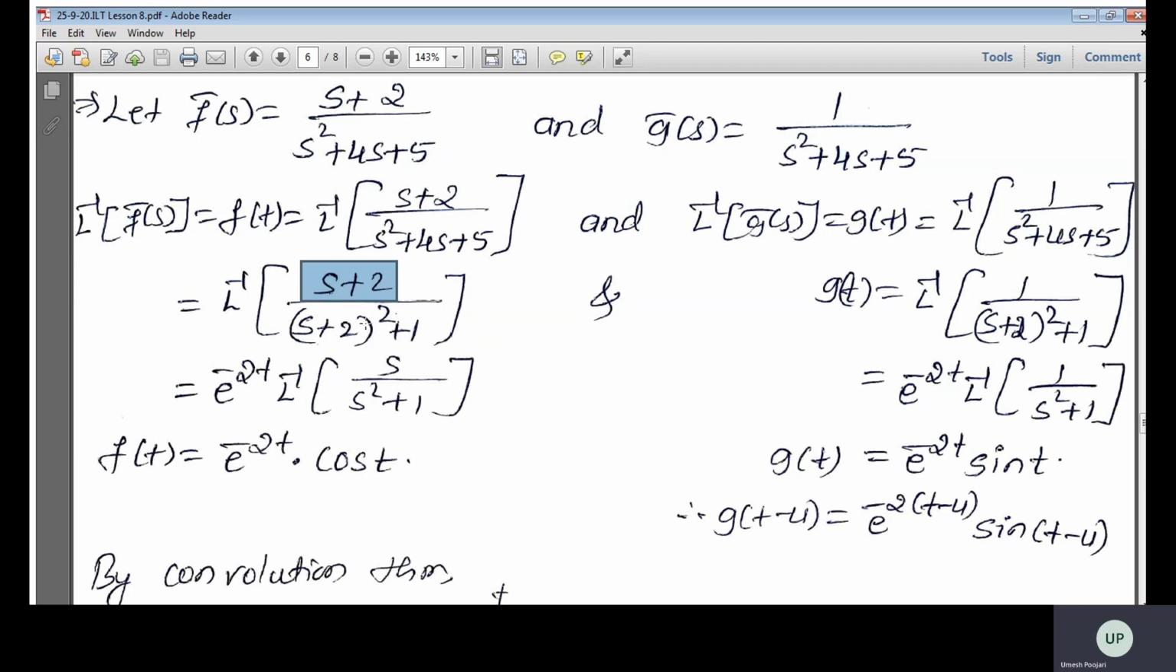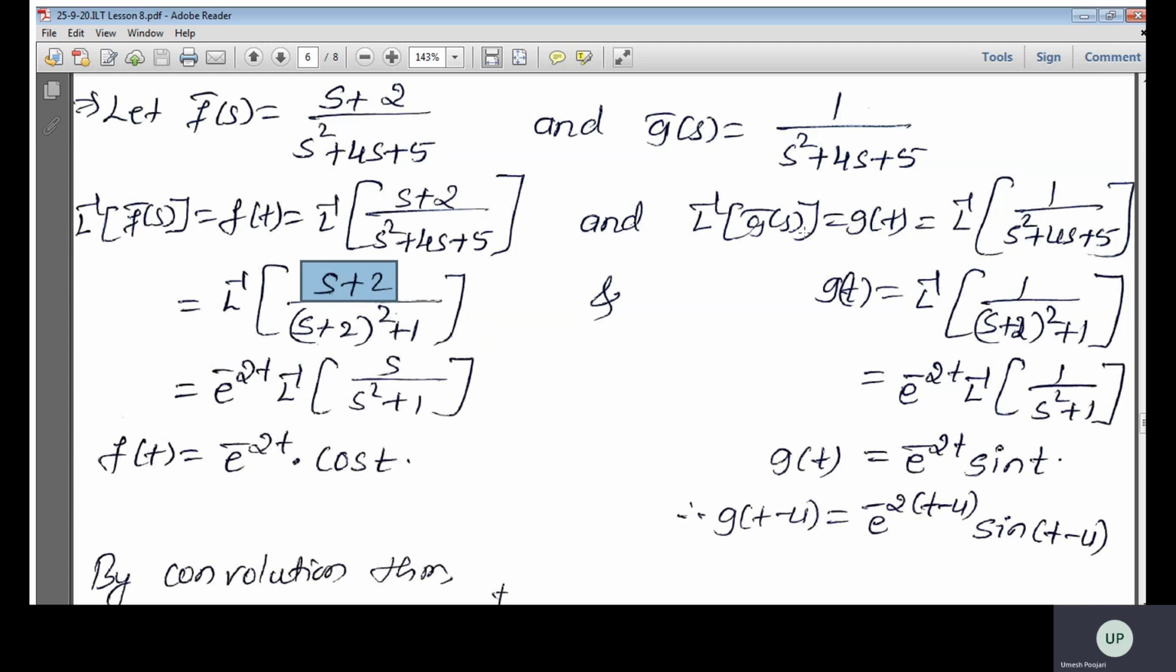Now which property do we need to use? Remember the last class example. To reduce s plus 2 to s, we have to use the shifting property inversely. Shifting property means a is minus 2 here, e power minus 2t into L inverse of s by s square plus 1. So e raised to minus 2t, L inverse of s by s square plus 1 is cos t.